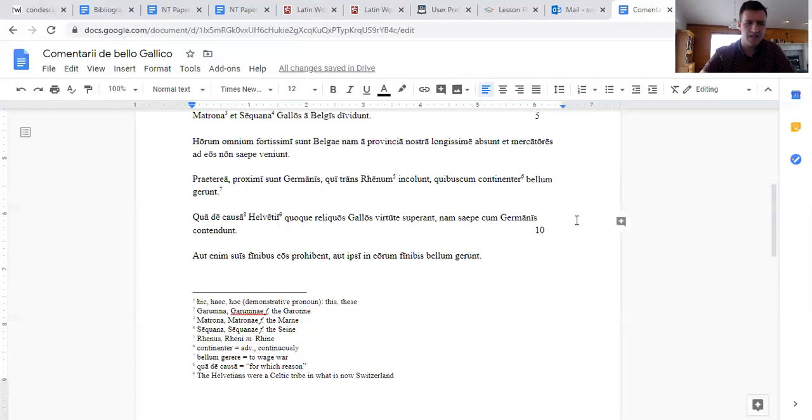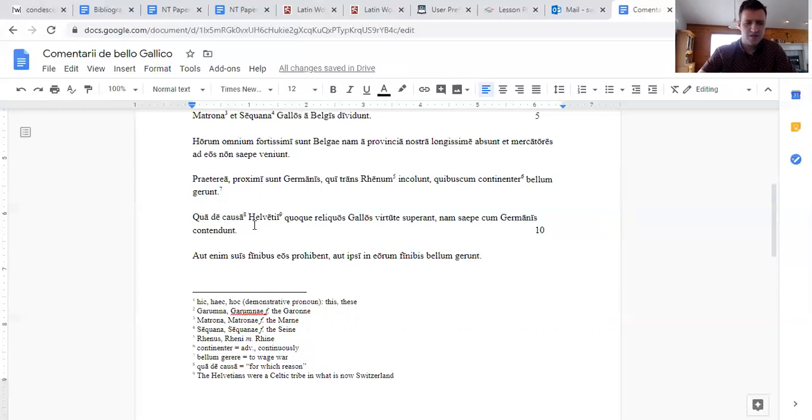Quae de causa Helvetii quoque reliquos Gallos virtute superant, nam saepe cum Germanis contendunt. So, note on this, but quae de causa just means because of what cause or for which reason. So, what is that logically doing? Looking back to what we just had in the line above, because of that reason, because of which reason? Because the Belgians are nearest to the Germans, the Helvetii, and these were a Celtic tribe who lived on the Swiss plateau.